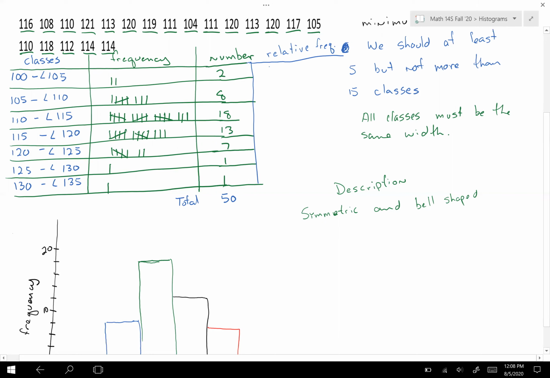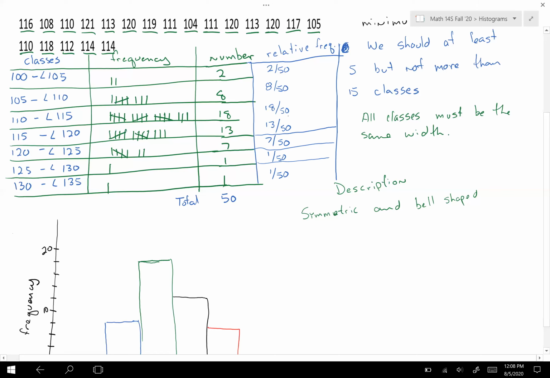Our relative frequency then is going to be 2 out of 50. And I'm not going to bother to reduce these at the moment. This is 8 out of 50. This is 18 out of 50. 13 out of 50. 7 out of 50. 1 out of 50. And 1 out of 50. All right, so these are our relative frequencies.